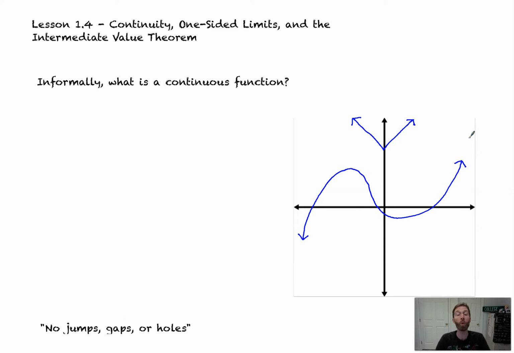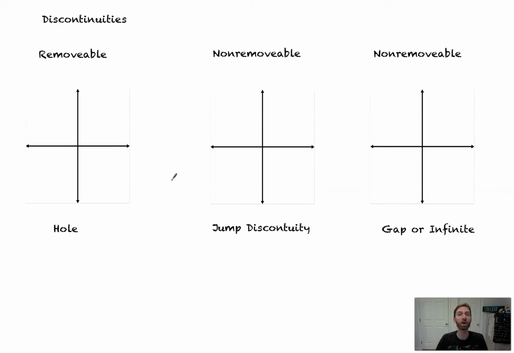So to understand what it means to be continuous, it's actually just as important to understand what it means to not be continuous. So we're going to talk about the discontinuities, the three types. So one is a hole. Now, how does a hole occur? Well, what does that look like? We've got maybe a line with a hole in the middle of it, like that.